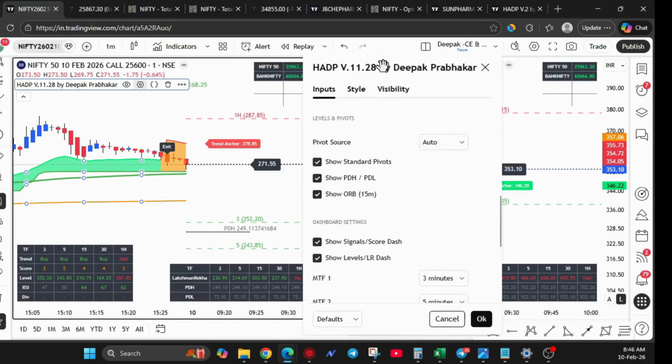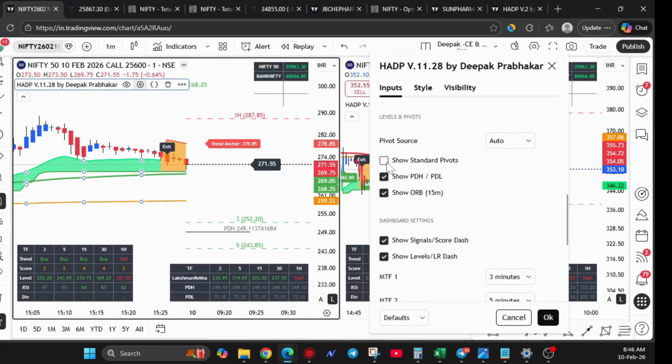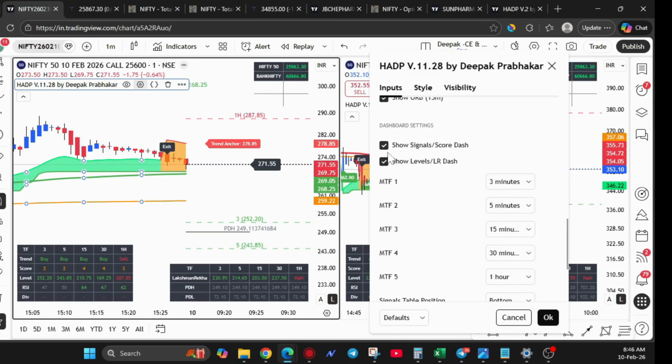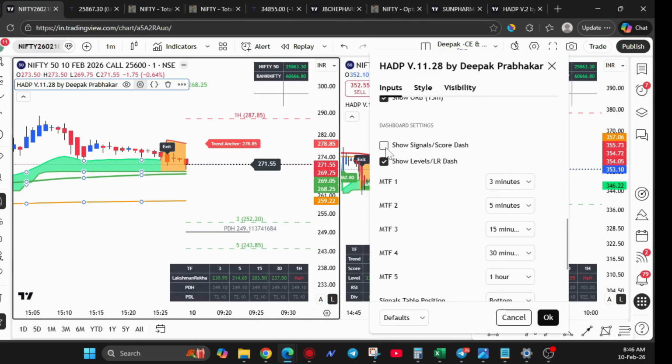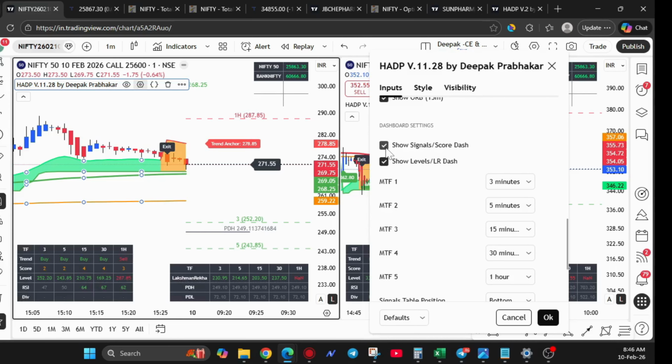Now we spoke about this, show pivot points. If you turn it off, the pivots will go off. We spoke about this already. There is now show signal scoreboard. This scoreboard, if I don't want it, if I turn it off, it will vanish. If I turn it on, it will come back. Right side, show levels, Lakshman Rekha dashboard. You turn it off, it will go off. Turn it on, it will come back.